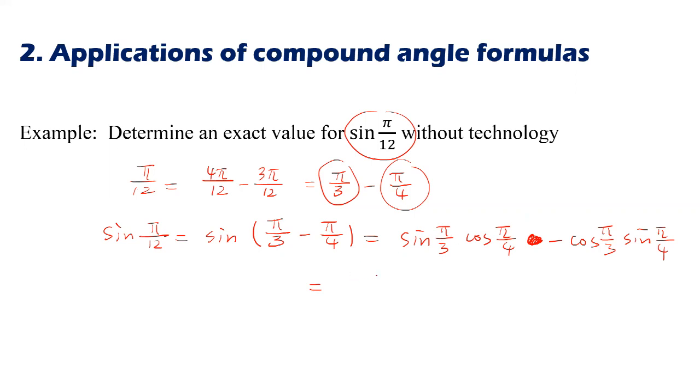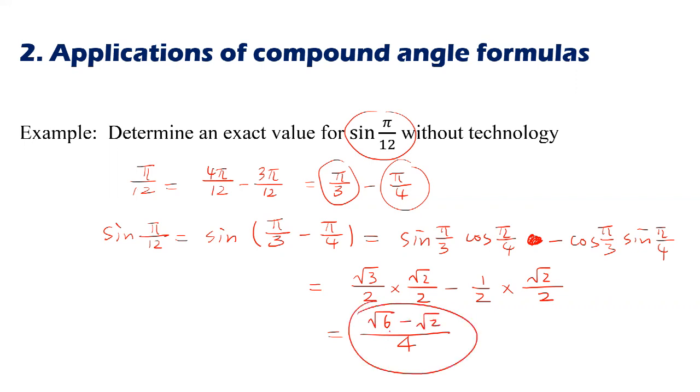And sine 1/3 of pi is square root of 3 over 2, times cosine 1/4 of pi, which is square root of 2 over 2, right? And cosine 1/3 of pi is 1 over 2, times sine 1/4 of pi, which is square root of 2 over 2, right? So this is square root of 6 minus square root of 2, over 4. This is the final solution, and this is an exact value for sine 1/12 of pi.